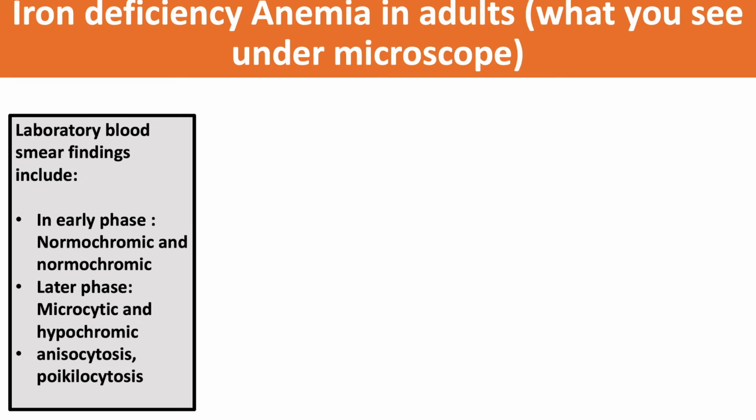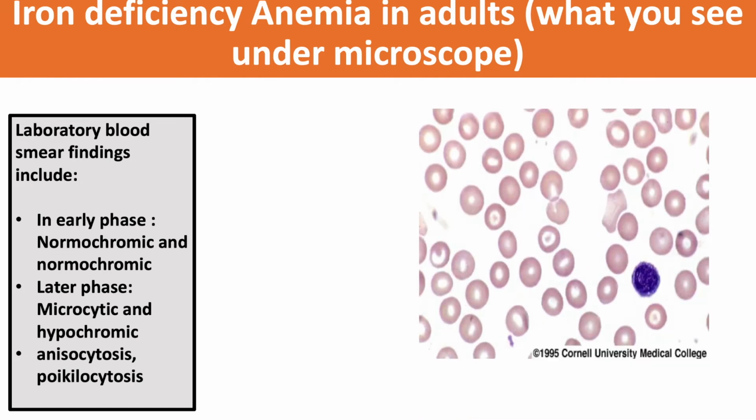But in later phases, once the anemia has properly kicked in, you would end up seeing microcytic, hypochromic, and anisocytosis. Remember, anisocytosis was variation in the size, and poikilocytosis was in the shape. So on screen now, you can see a blood smear which has been done. So here, where the mouse is pointing to, you can clearly see poikilocytosis because of the different types of shape.